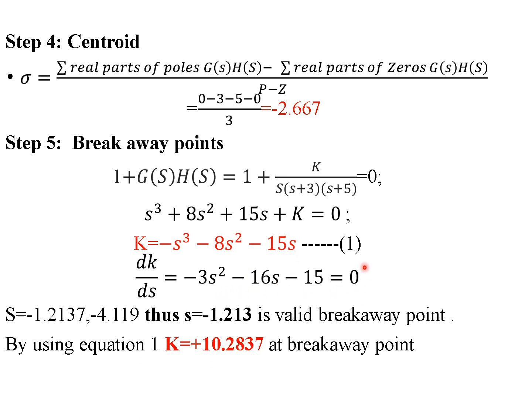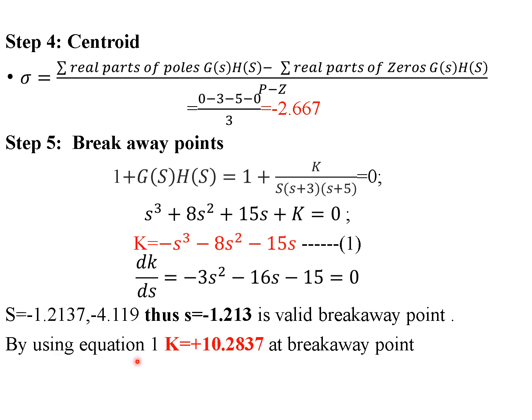Now, since it's a quadratic equation, we can easily solve it to get two roots because the order of s is 2. So s1 is equal to minus 1.2137 and the other value is minus 4.119. Thus s equal to minus 1.213 is a valid breakaway point. Why? Because in this part the root locus exists, but at minus 4.119 there is no root locus.